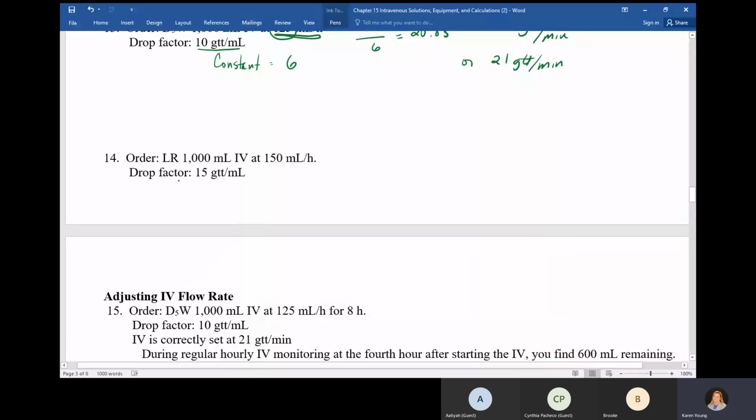All right, again, on 14, I've got the lactated ringers, 1,000 milliliters, but I've got the 150 milliliters per hour with a drop factor of 15 drops per milliliter. So y'all tell me, what is my drops per minute? My constant's 4. Yeah. So the constant is 4. But what's my drops per minute?